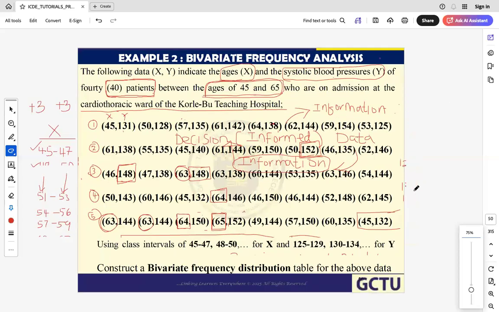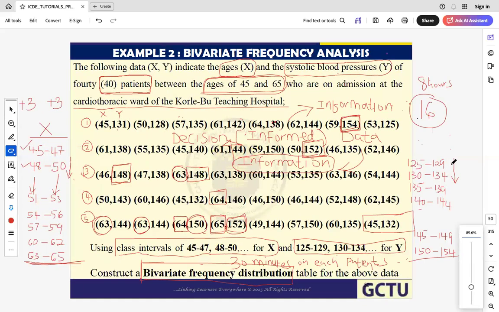So we were told to start from 125 to 129, and then 130 to 134, and then it stopped. So we need to look at the difference. From 125 to 130, it means as you move down, you add positive 5 on the left. What about the right? 129 to 134 is the same 5. It means as you move down, you add 5 until you get to the last number we are looking for, 154, and then you stop.